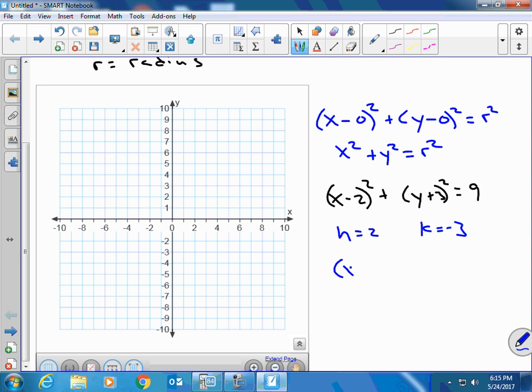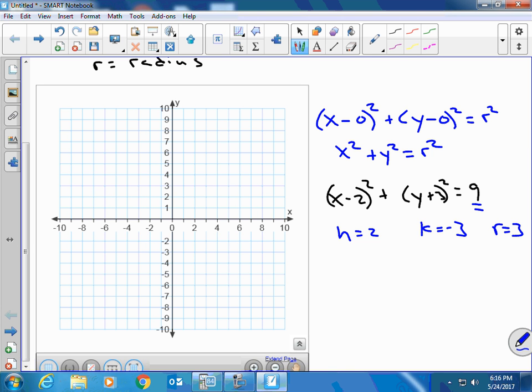Because it says x minus h is my generic form. Well, if h is a positive 2, then I get x minus 2. And it says y minus k. Well, if k is a negative 3, then I get y plus 3, because y minus a negative 3 is equal to y plus 3. All right, what's my radius? This 9 is equal to r squared, right? So my r value is 3, or my radius is 3.